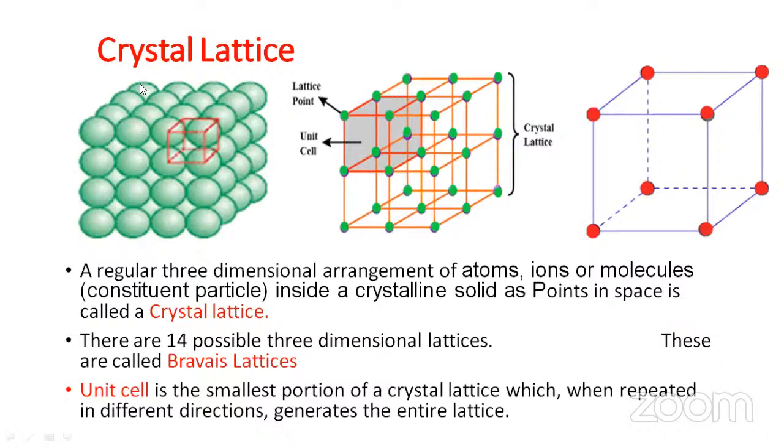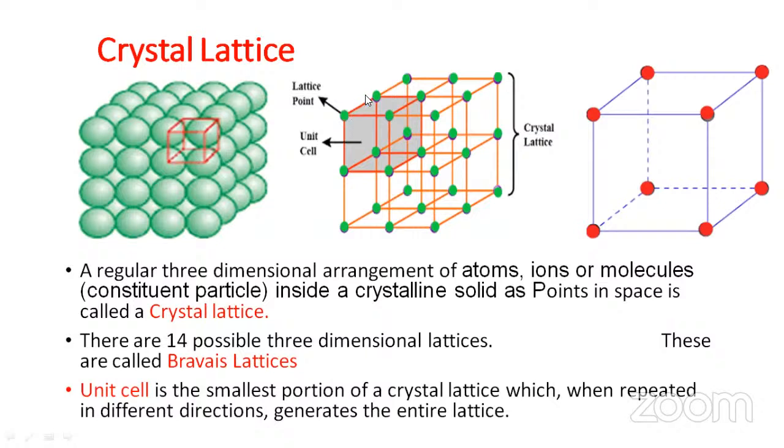So you know what is a crystal lattice? A regular repeating pattern of the constituent particles in 3 dimensions is said to be a crystal lattice. What is a crystal lattice, Nana? A regular repeating pattern of the constituent particles in the 3 directions is said to be a crystal lattice. You can see here, this is a crystal lattice.